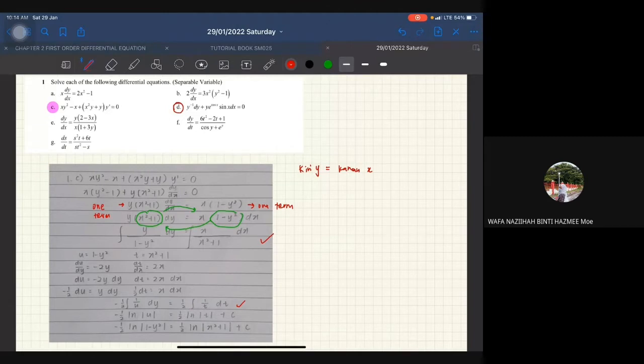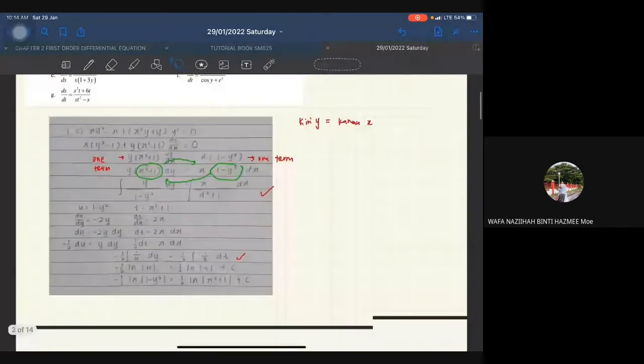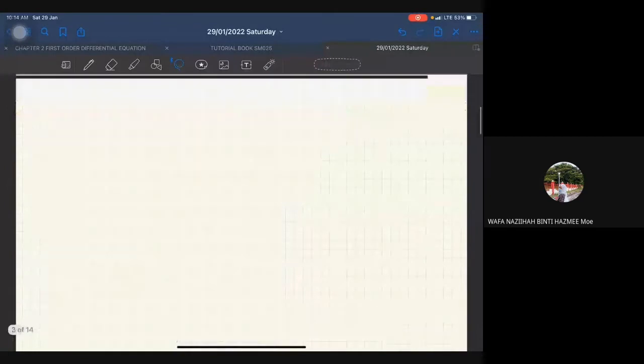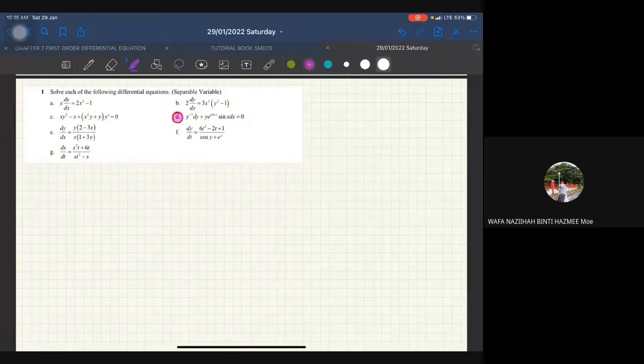Okay, saya kena refer nota. This number 1, D. Okay, so jom kita tengok, tambah page. Let me copy this one. Paste it over here. Okay, so jom kita tengok soalan D. Okay, so saya salin dulu soalan ini. Oh, okay. So soalan ni dia bukan macam biasa. So awak tak nampak dy over dx tu. Dia dah siap pecahkan terus dekat awak. Okay, so tak ada dy dx ni dekat sini. Okay, so let me copy the question first.